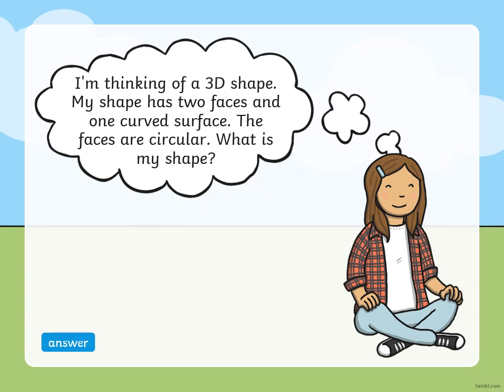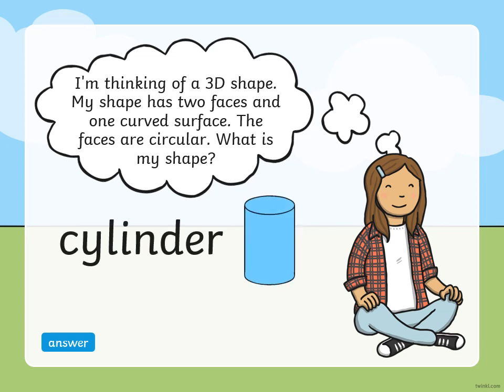All right, I'm thinking of a three-dimensional shape. My shape has two faces and one curved surface. The faces are circular. What is my shape? So in your mind, you need to make an image in your mind of what the shape might be. If you know already, you can call it out, say it aloud, and then you'll know that you were correct. Let's take a look at the answer. A cylinder has two faces and one curved surface. The faces are circular.